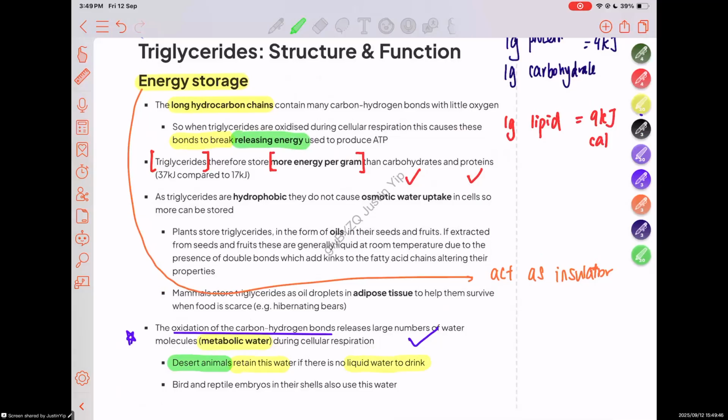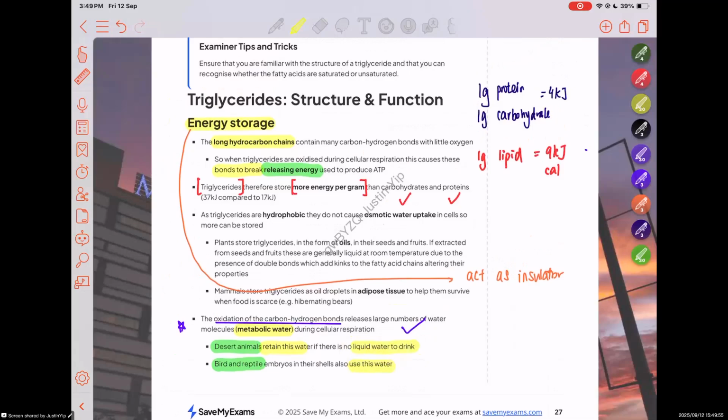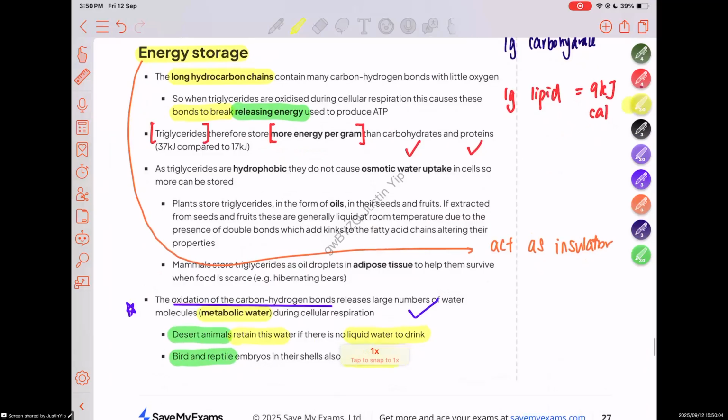And second, we have birds and reptiles. Inside their shells, they also use this water. And some plants store triglycerides in the form of oil in their seeds or fruits. For example, you will see olive oil, sunflower oil, and other things.